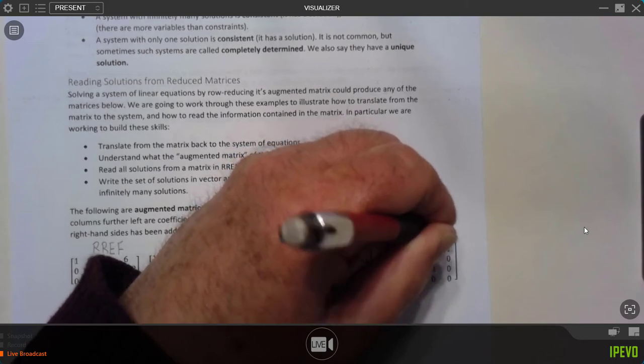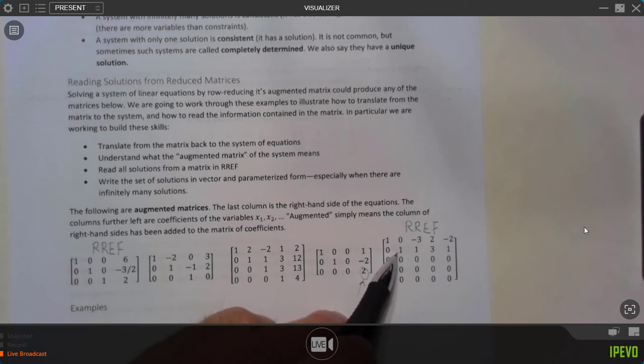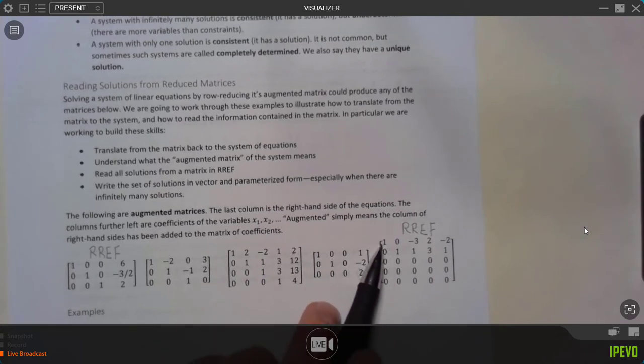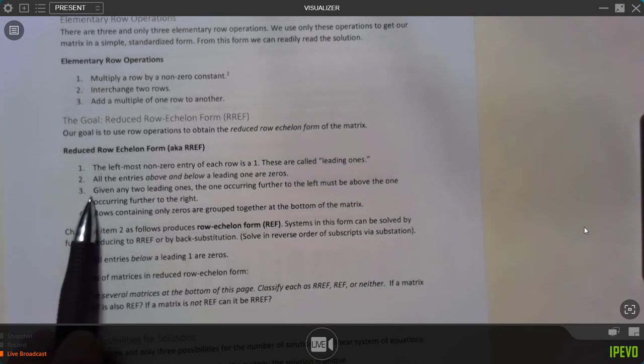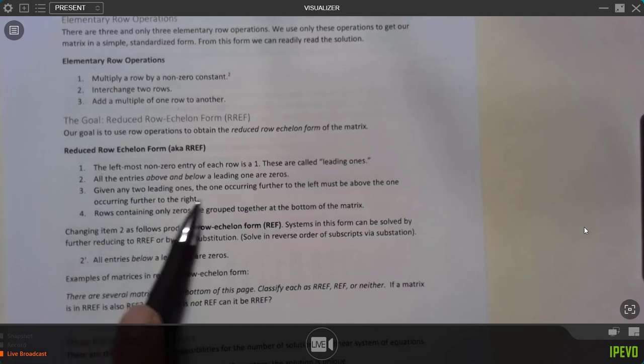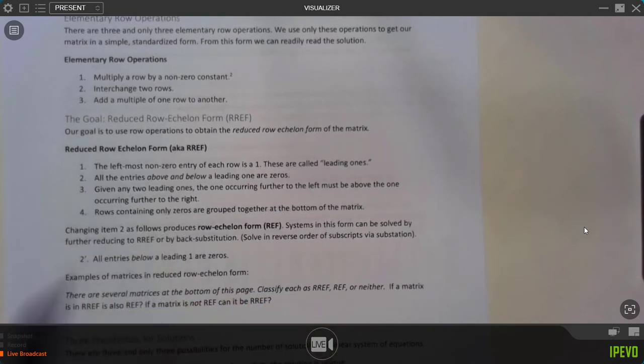Now, you might think, whoa, wait a minute. There's a whole bunch of garbage in there. That's true, but I've only got two non-zero rows, right? And the first non-zero entry is a 1. Anything above or below a leading 1 is a 0, and it passes the other test that goes along with this. Now, the next is this: given any two leading ones, the one occurring further to the left must be above the one occurring further to the right.